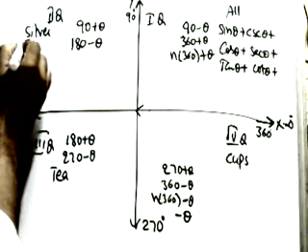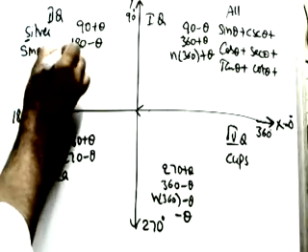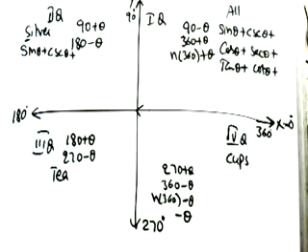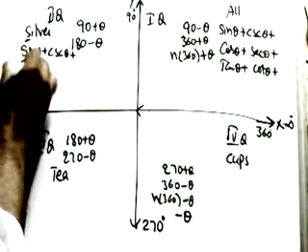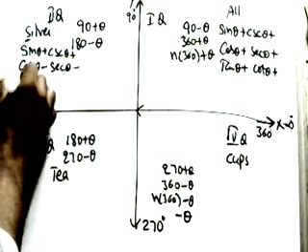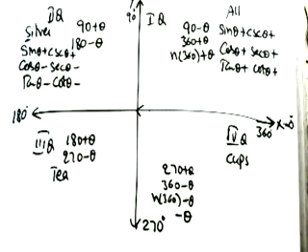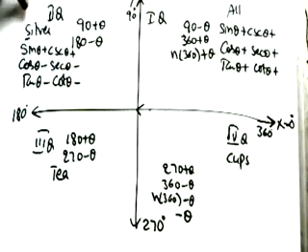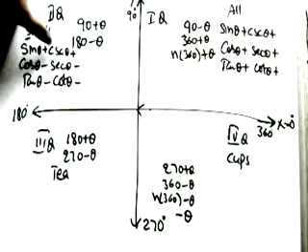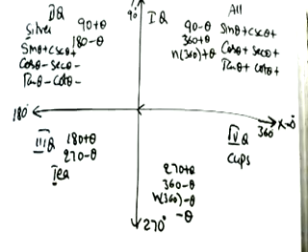Whereas S here means sine. So here sine theta is positive and its reciprocal cosec theta is also positive, whereas the others are negative. That is, cos theta is negative, secant theta is negative, tan theta is negative, and cot theta is negative. So in the first quadrant, all are positive. In the second quadrant, Silver starts with S, that means sine theta and its reciprocal are positive, and the others are negative.